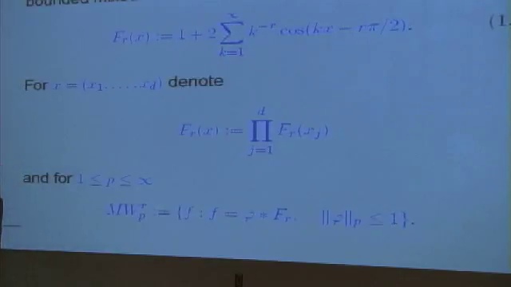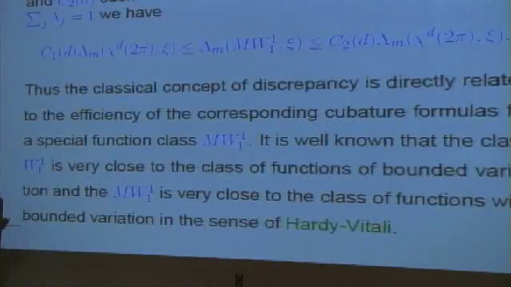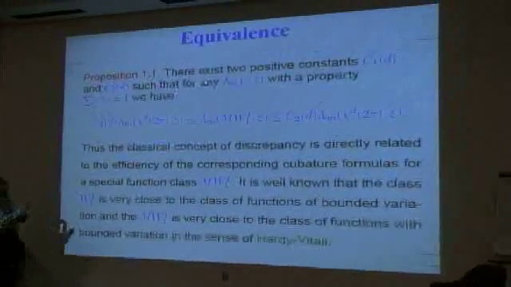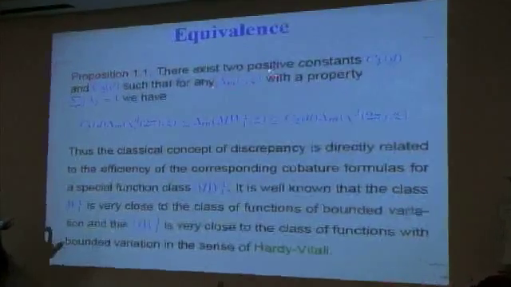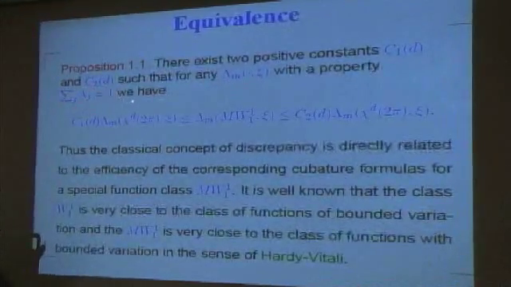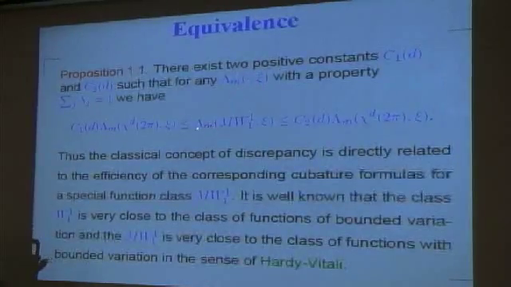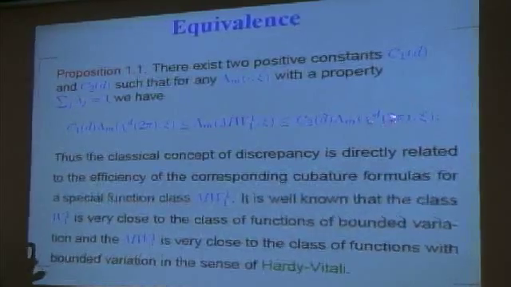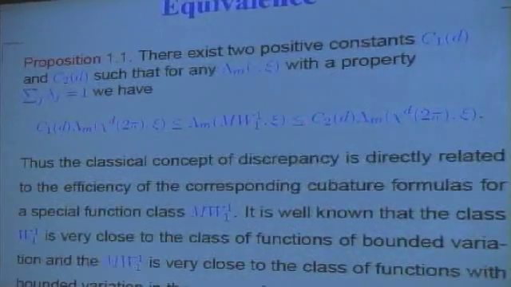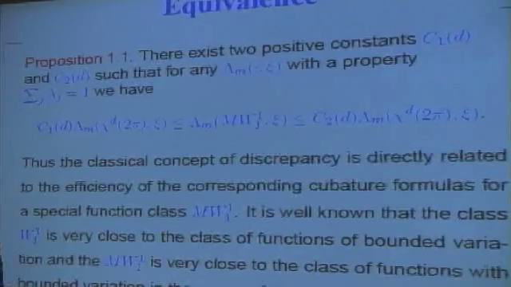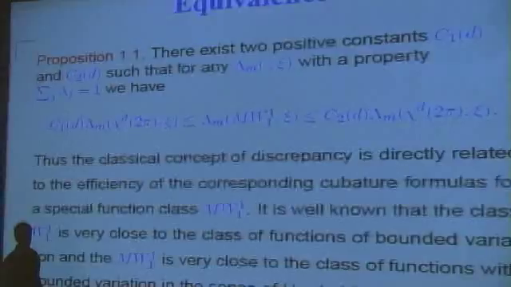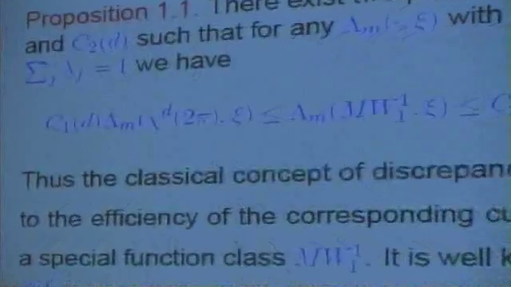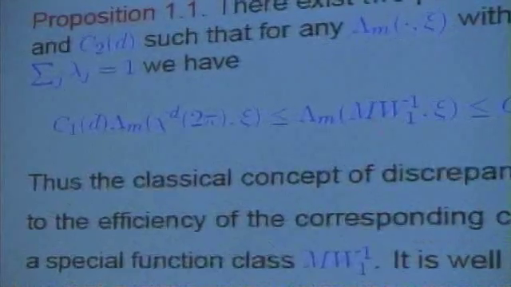So this is the function class. And it turns out that those two classes are very close. And this is the statement which says that if you take any Cubature formula, with this very natural assumption actually, then for that Cubature formula, the errors for this function class and for this function class of characteristic functions are of the same order. And at this point, we are interested mostly in the order results. So we are not talking about explicit results with explicit constants. So in that sense, these two classes are very similar.